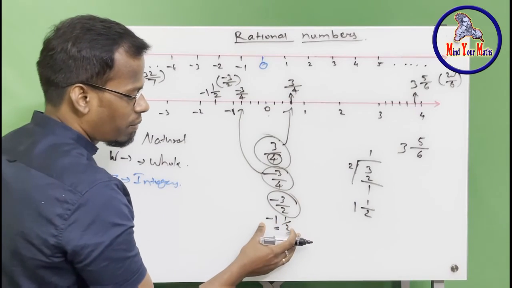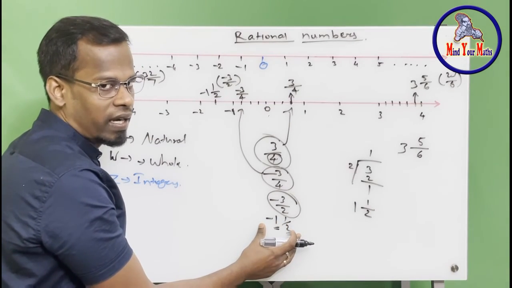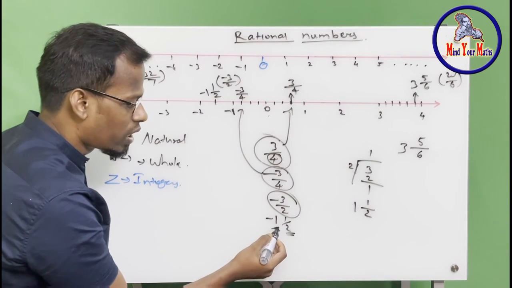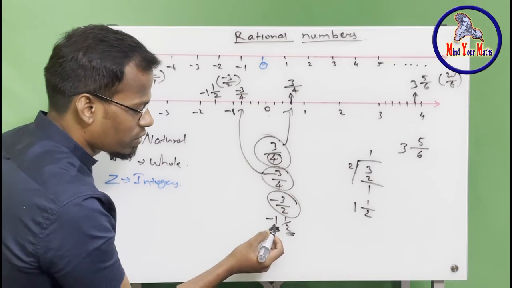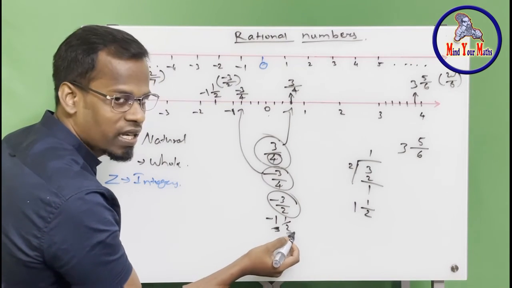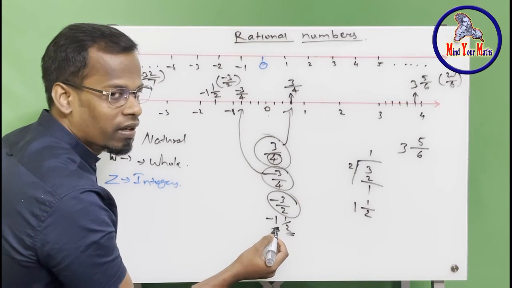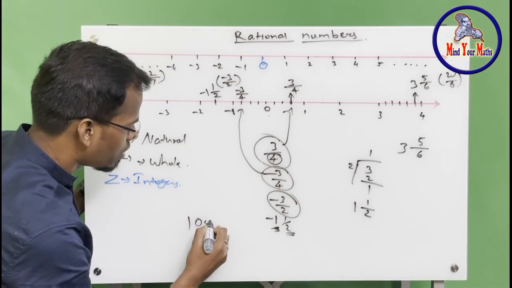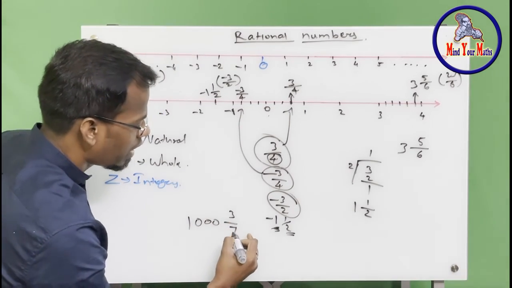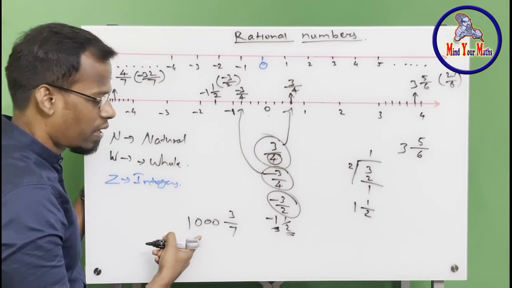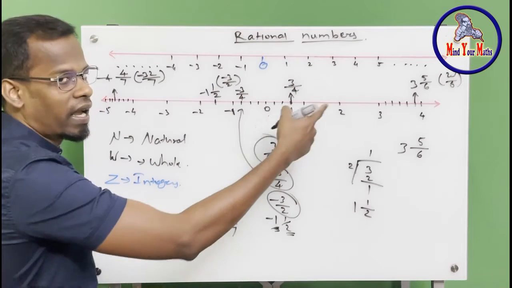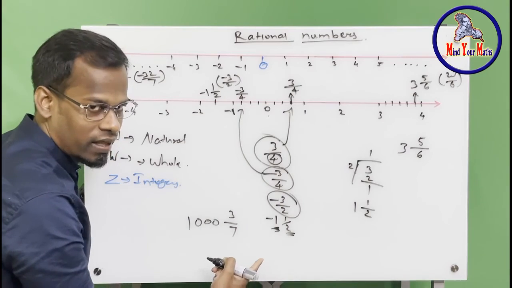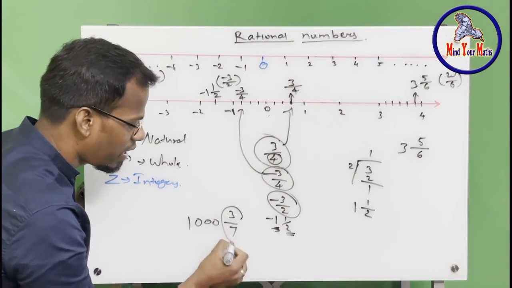If it is a mixed number, it is very easy to find because you will have the whole number. So it obviously falls between this whole number and the next number. If this one is -1, then this number falls between -1 and -2. For example, if they give 1000 and then 3 by 7, where will this number fall on a straight line? It's very easy. It is between 1000 and 1001. That's all. It's the next number.